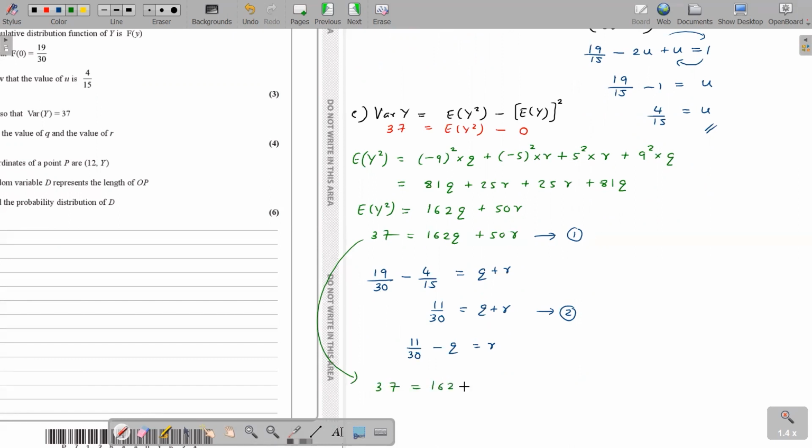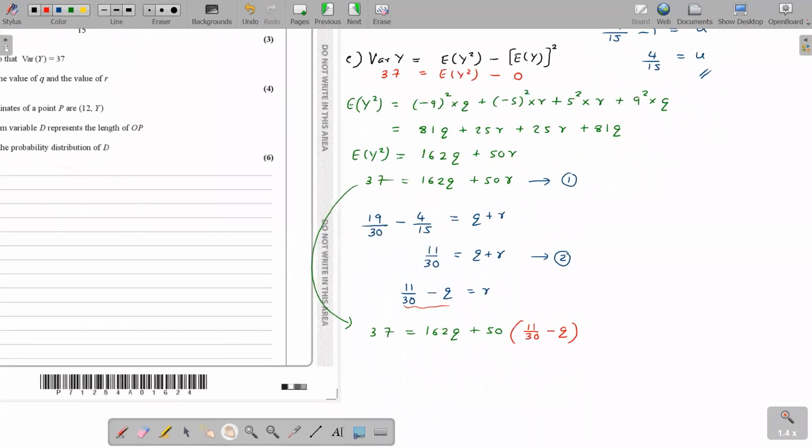37 equals 162q plus 50 times r. R is 11 over 30 minus q. So this is the r value. Solve this equation, get the value of q and r. 50 times 11 over 30 is how much? 55 over 3, it can be simplified, right? So it is 55 over 3 minus 50q.